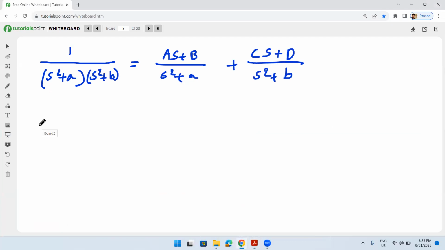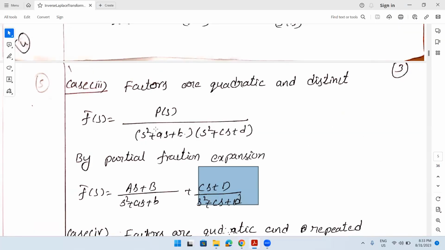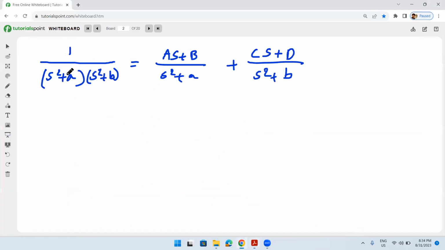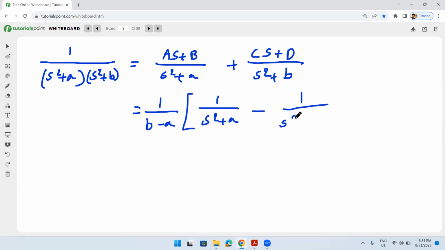But I'll tell you the shortcut here. If the middle one is not there, that is, the coefficient of S is not there in both of them, then this shortcut method works. Directly we can write 1 by (B minus A) into [1 by (S square plus A) minus 1 by (S square plus B)]. This is the shortcut. No need to find the A, B, C, D values.